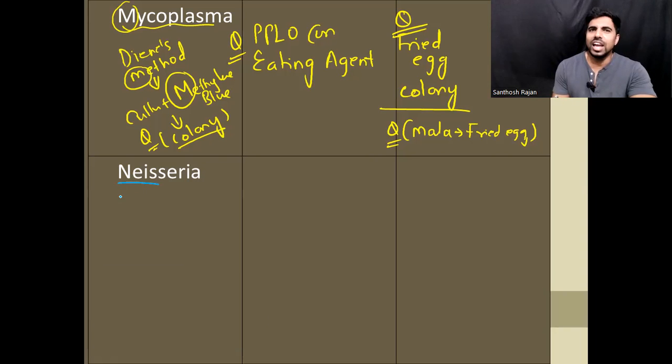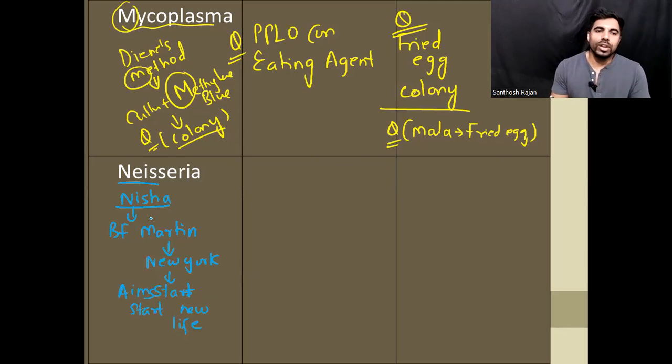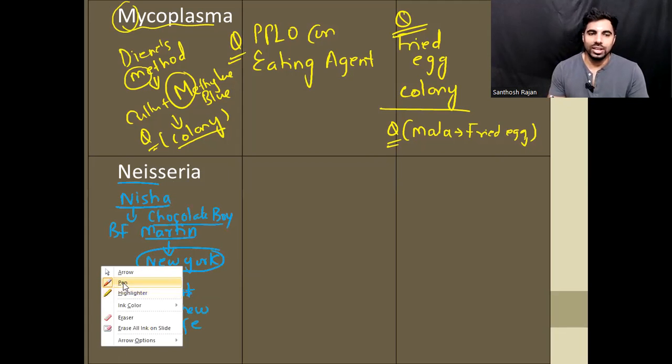So, Neisseria. I don't remember Neisseria, I remember only Nisha. Nisha's boyfriend story, everyone knows. She has this guy called Martin, and he's from New York. So she decided she aims to start a new life in New York. Nisha's boyfriend is a chocolate boy, Martin. She wants to go and settle in New York. There she aims to start a new life.